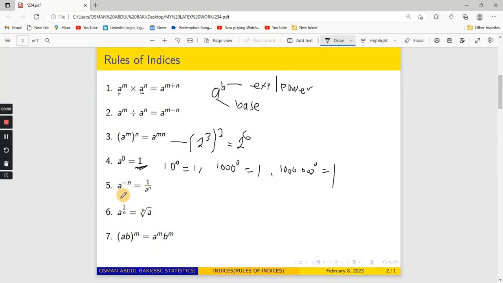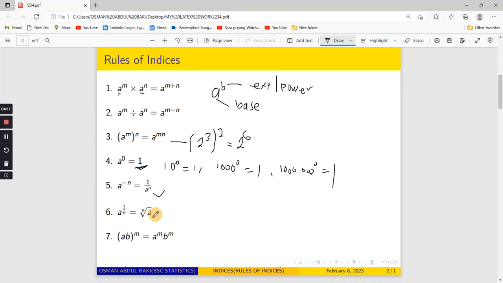So let's go to property 5. Property 5 is that a raised to the power minus n is the same as 1 over a to the power n. So here you just have to move the base and the power to the other side of the fraction to get the minus n. 1 over a to the n is the same as a raised to the power minus n. That's the fifth property you need to know.